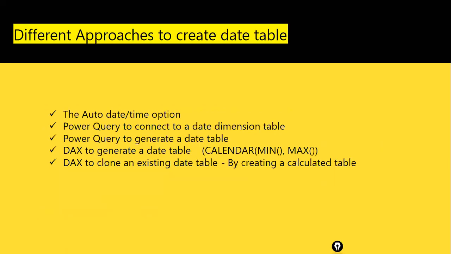Okay. What are the different approaches available to create a date table? One is the automatic date table, the auto date/time option. The other is Power Query, to connect to a date dimension table, or Power Query to generate a date table. In Power Query, we can use a Power Query script to generate a date table, or a DAX function like the CALENDAR function. And DAX to clone an existing date table by creating a calculated table. I have shown you how to clone. Clone means copy or duplicate the existing date table. I cloned the Dim Date table as a Ship Date table. That is one way of creating the date table.